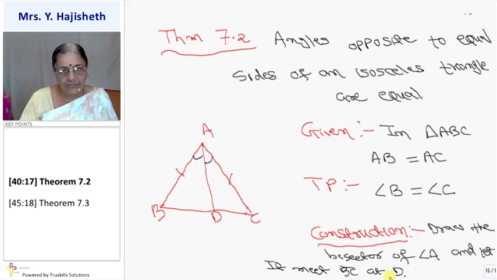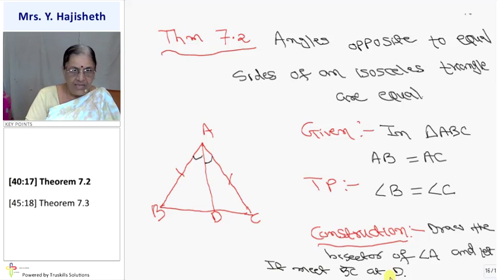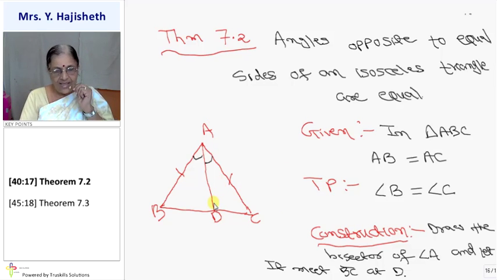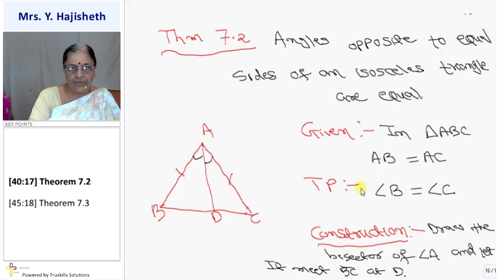What will we do for the proof? We will take two triangles, BAD and CAD. In them, AB is equal to AC, AD is equal to AD common, and angle BAD is equal to angle CAD. So by SAS, the two triangles are congruent. When two triangles are congruent, their corresponding angles are equal. So angle B must be equal to angle C. Clear? Did you understand the proof?